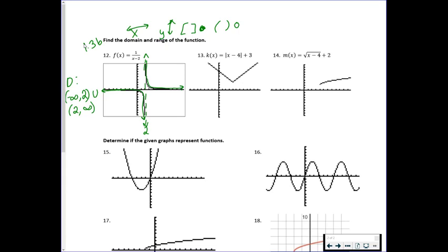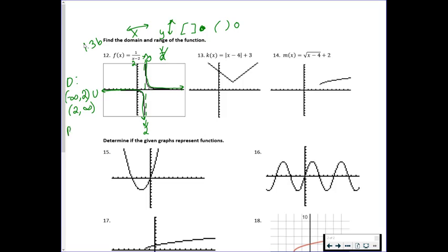You can also kind of see here why 2 doesn't work. Because if I plug in 2 here, 2 minus 2 is 0. 1 over 0 does not exist, right? Can't have 0 in the bottom of a fraction. So that's why it's undefined at 2, and I'm going to use parentheses there to show that it's undefined.